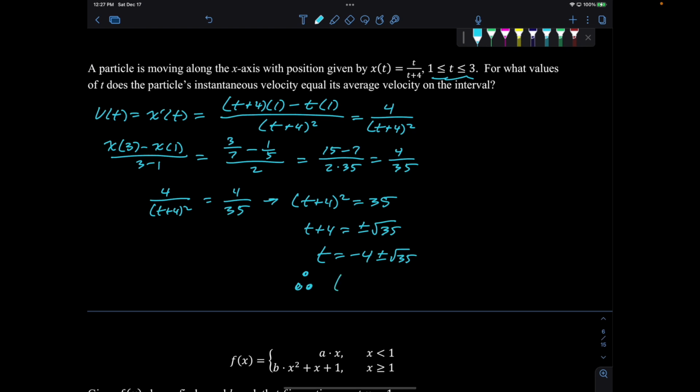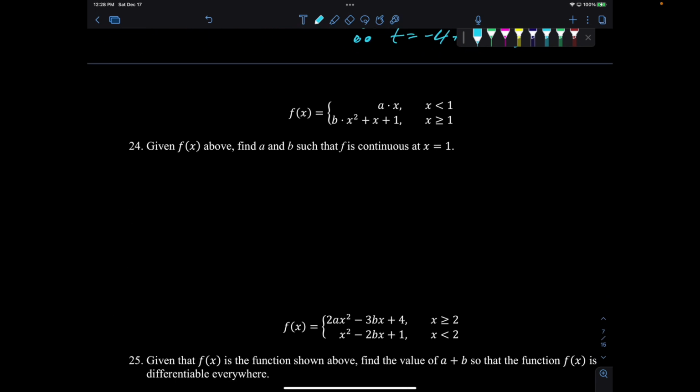So I'm going to say t is -4 plus radical 35. And it must be on the interval, because there's guaranteed to be a value on the interval by the mean value theorem. We found 2 potential things, and one of them is definitely not. So this is our answer, I'm pretty sure. Let's look at the next one.